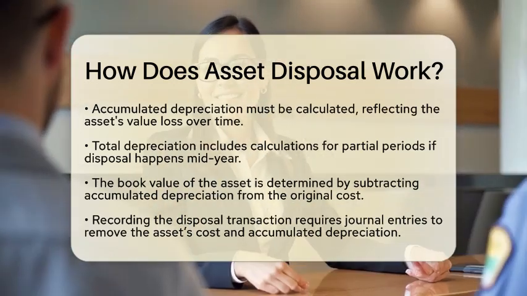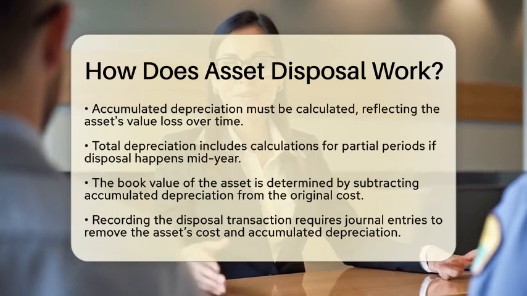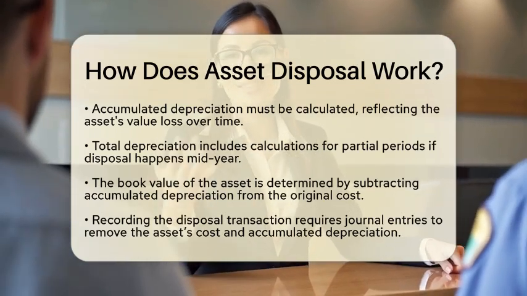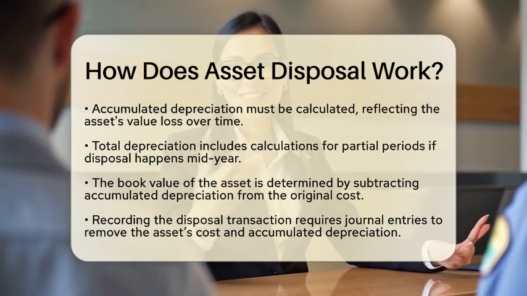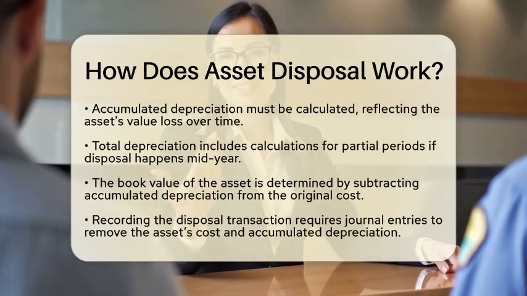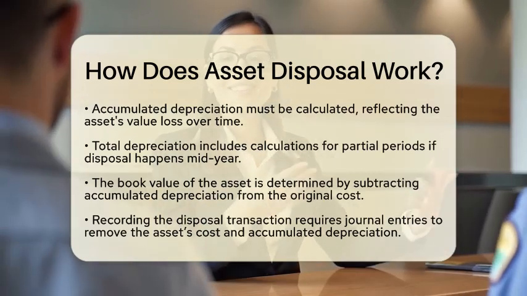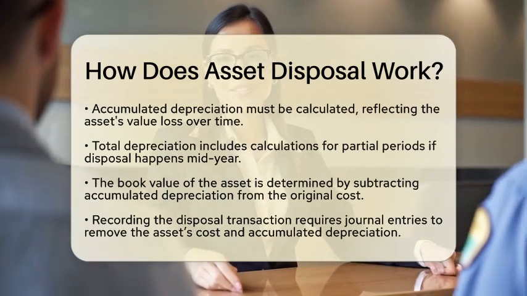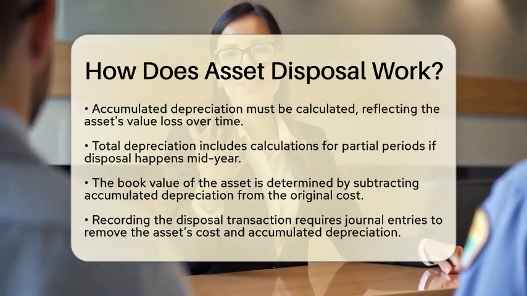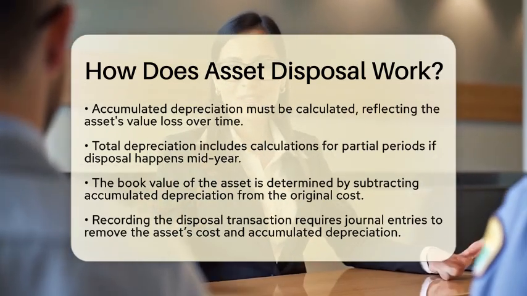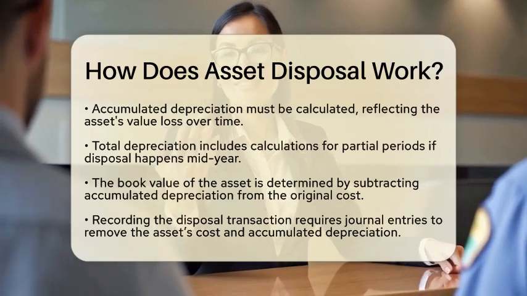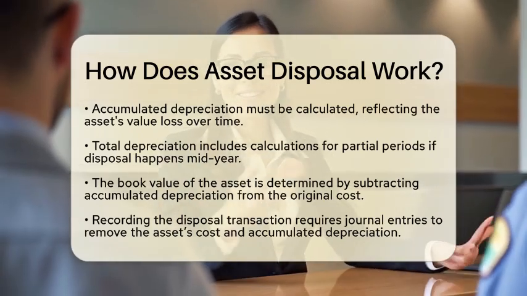Once the book value is established, the company records the disposal transaction. This involves making journal entries to remove the asset's cost and accumulated depreciation from the accounts. Typically, the asset account is credited, reducing its value, while accumulated depreciation is debited, reflecting the total depreciation to date.